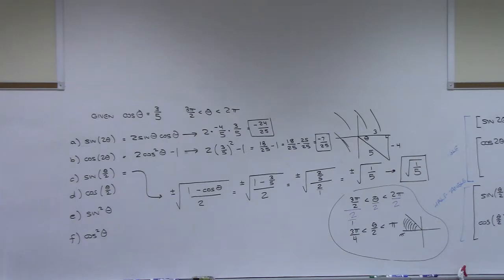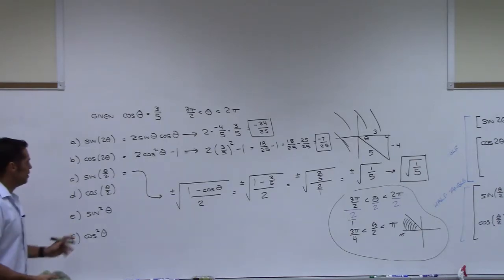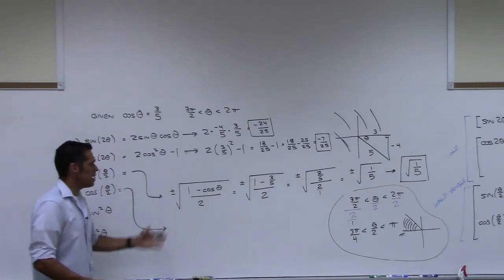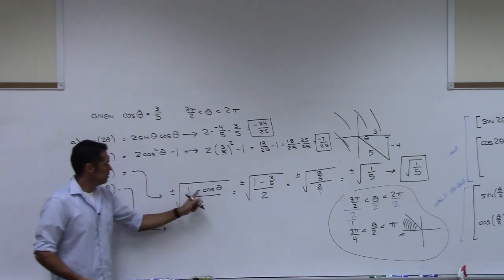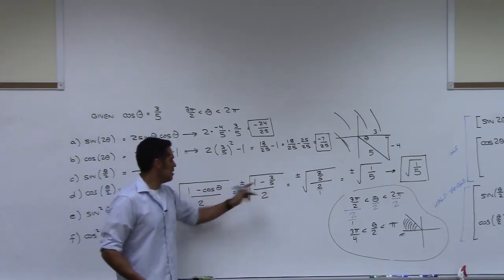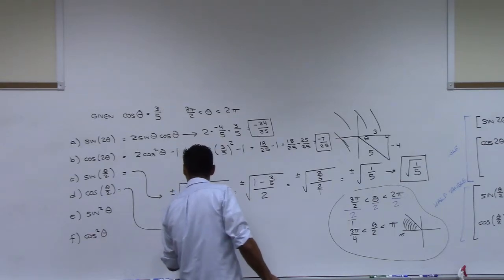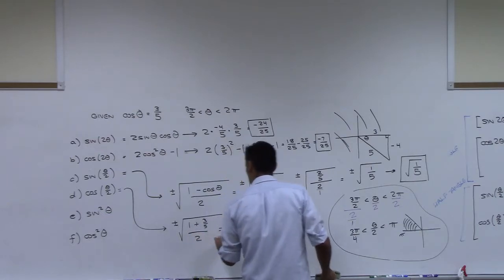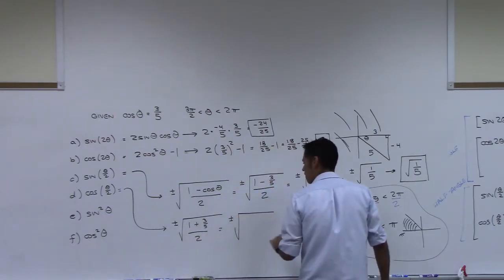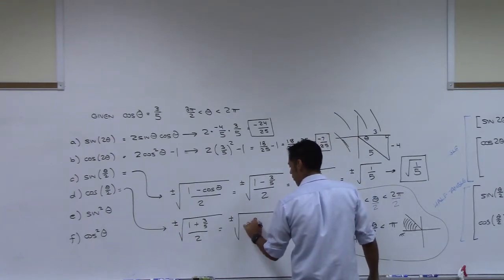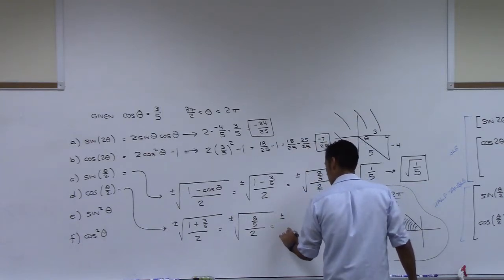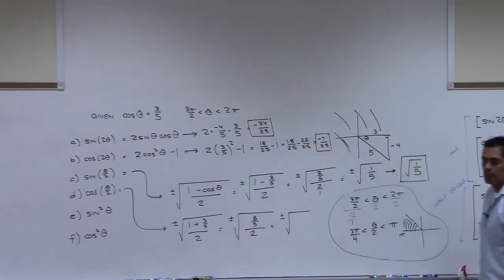Questions? Let's do cosine of theta over 2. What's the only difference that I have in the formula? Instead of it being negative, it's positive. It's plus, right? So I'm going to go right to that. It's going to be plus or minus the root of 1 plus 3/5 over 2. And that's going to be plus or minus root of 8/5 over 2, which is plus or minus root 4/5.